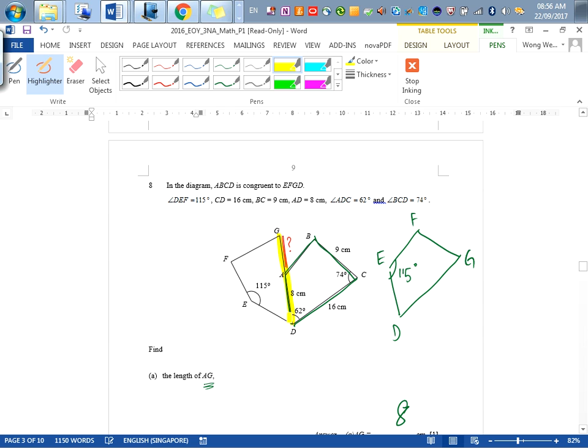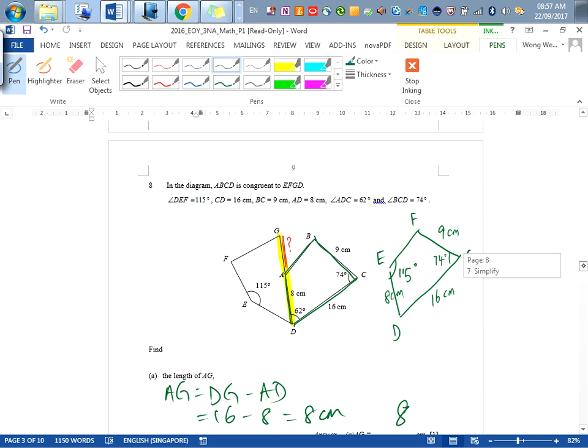Now how do we know it is 16? Because earlier on, I drew a diagram. They are congruent, so this must be also 16 cm. This must be 74 degrees. This must be 9 cm. And this must be 8 cm. Okay? So DG is 16 cm. Minus 8, I will get 8 for the red color part. So length of AG is equals to DG minus AD, which is 16 minus 8, and we get 8 cm.